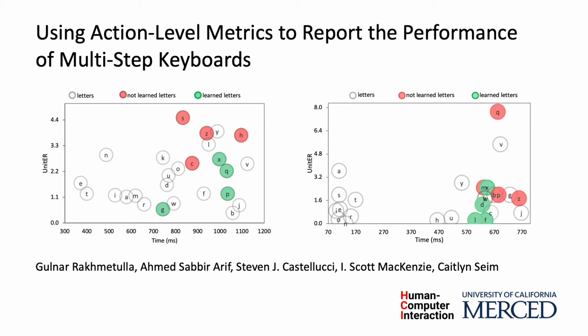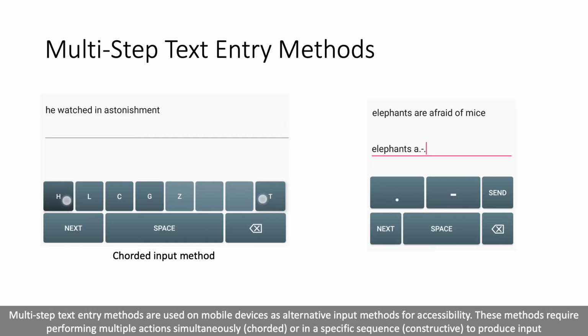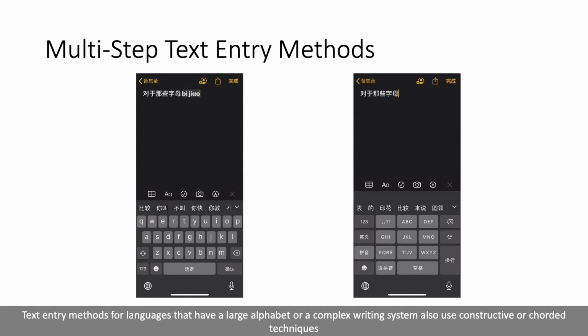Using action-level metrics to report the performance of multi-step keyboards. Multi-step text entry methods are used on mobile devices as alternative input methods for accessibility. These methods require performing multiple actions simultaneously, or in a specific sequence to produce input, known as chorded and constructive methods, respectively. Text entry methods for languages that have a large alphabet or a complex writing system also use constructive or chorded techniques.